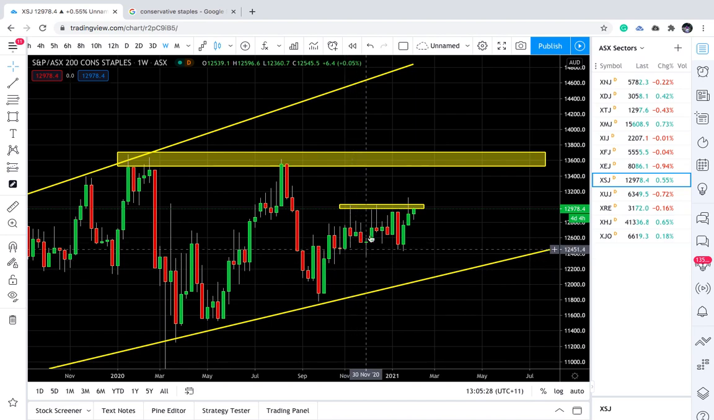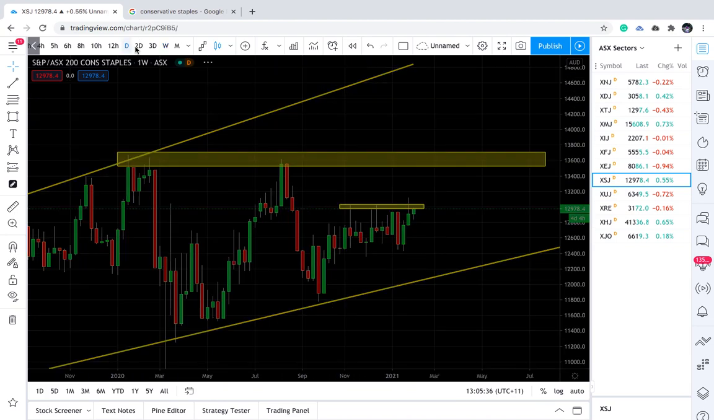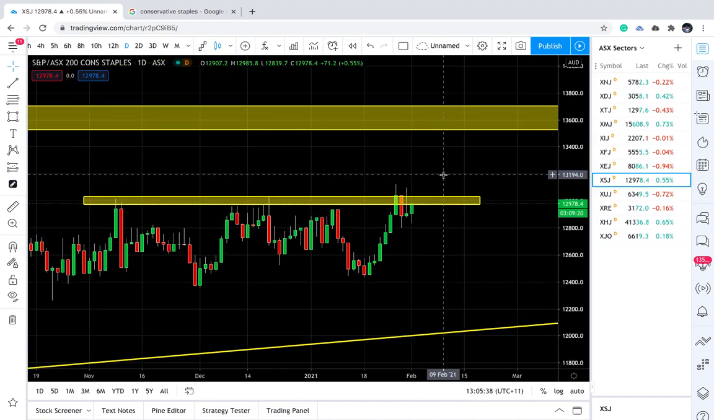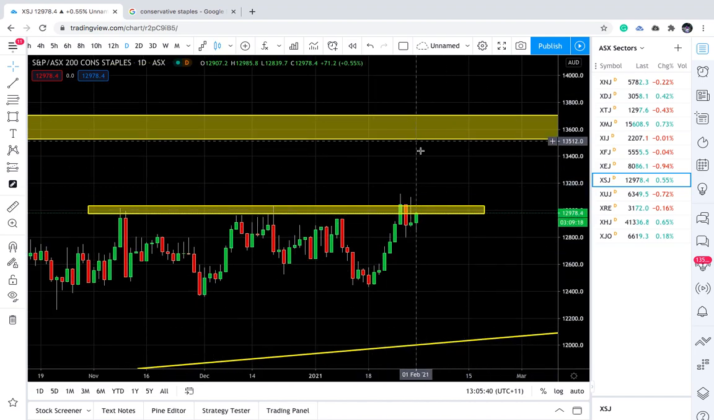Price bounced from here and found some resistance here. Relative to the weekly, this is a minor resistance. From a daily perspective, it's an important resistance, of course. So we need to break it out first and then target the higher level. Okay, so that was it for this sector.